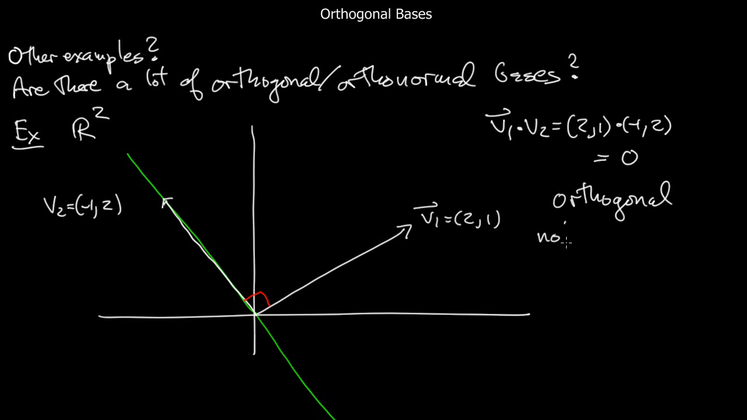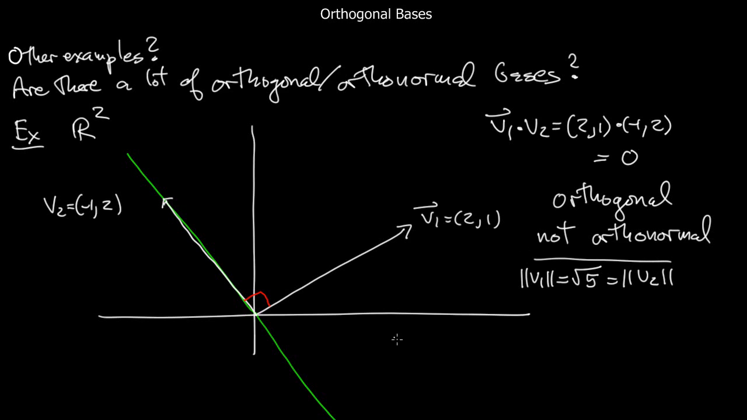Now, this isn't orthonormal, because the length of this vector v1 is what? Well, let's see, v1 dot v1... the length of V1 is the square root of 5. And the length of V2 is also the square root of 5. Well, I can make this basis orthonormal. I can modify it by scaling each vector appropriately to get two unit vectors, W1 and W2.